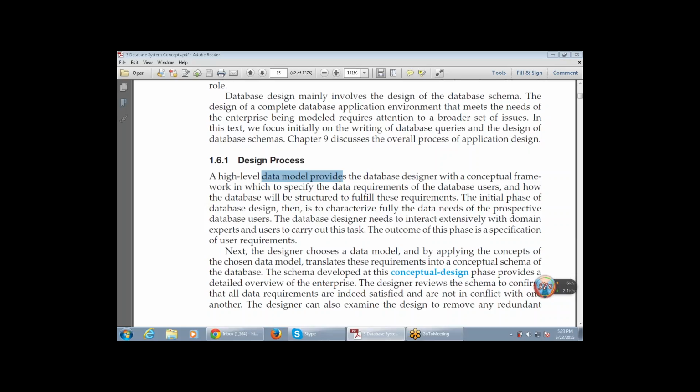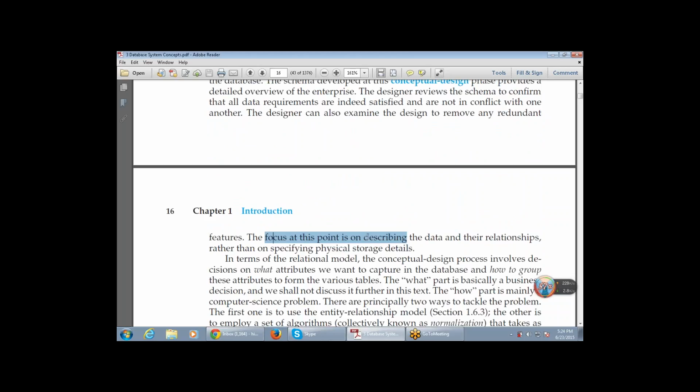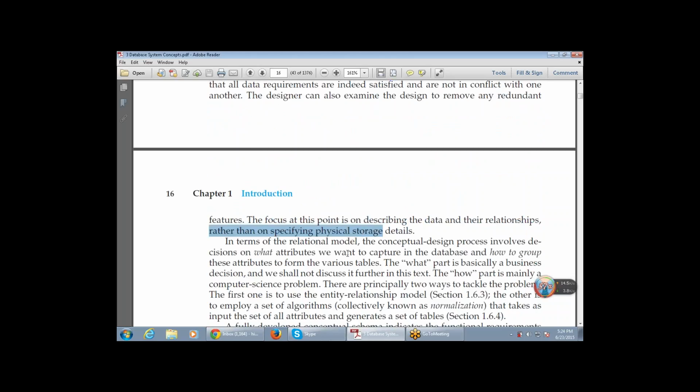The schema developed at this conceptual design phase provides a detailed overview of the enterprise. The designer reviews the schema to confirm that all the data requirements are indeed satisfied and are not in conflict with one another. The designer can also examine the design to remove any redundant features. The focus at this point is on describing the data and their relationships rather than on specifying the physical storage devices.